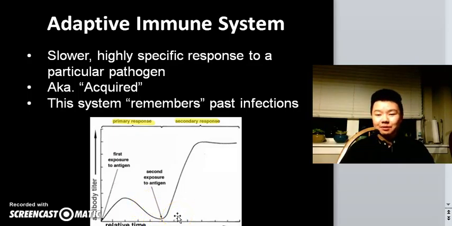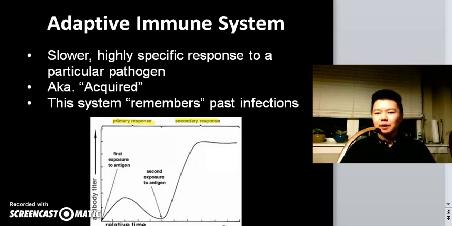However, the adaptive immune system remembers this antigen, and when that same one comes in your body a second time, the response is now not only far greater, more antibodies are made, but also the slope of this line is steeper, so it's making more antibodies faster than it was the first time. This difference between primary response and secondary response is a hallmark of adaptive immunity.